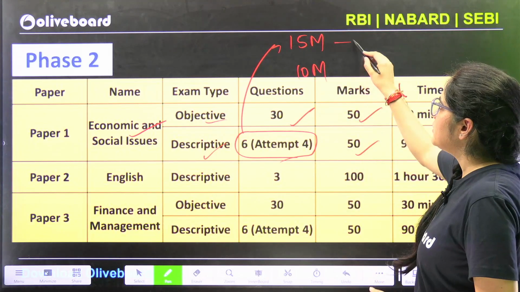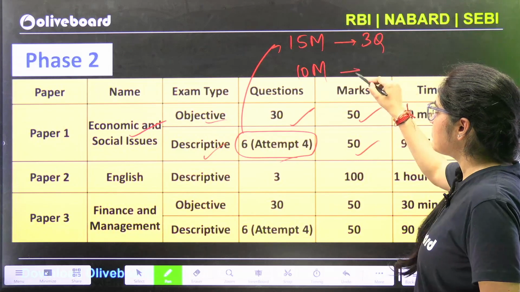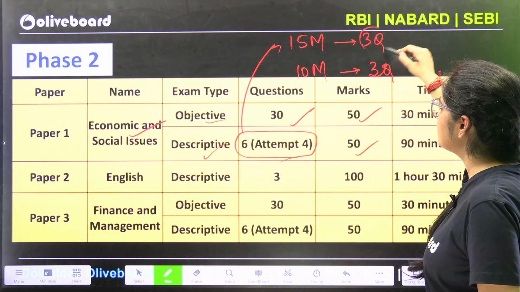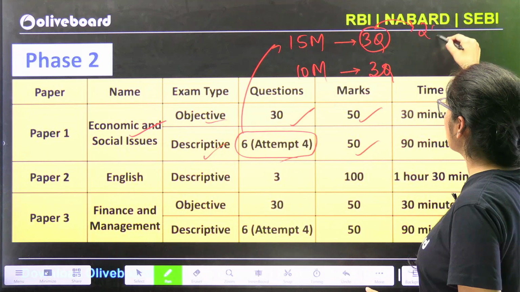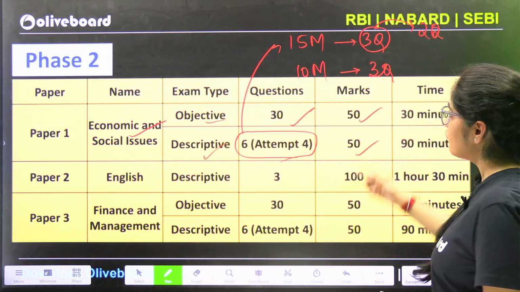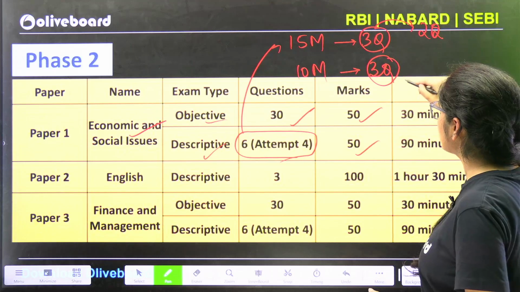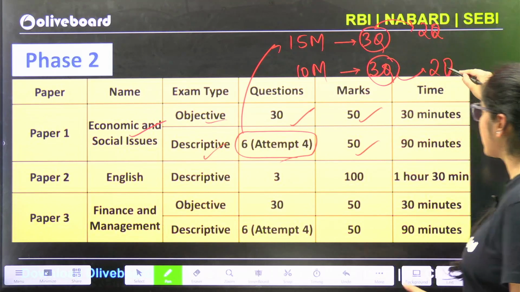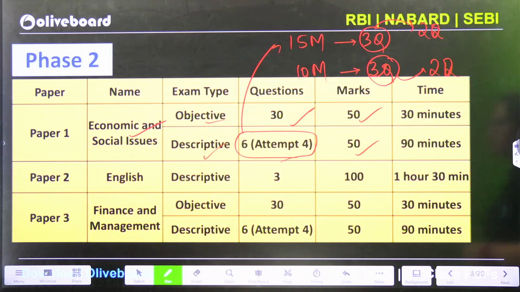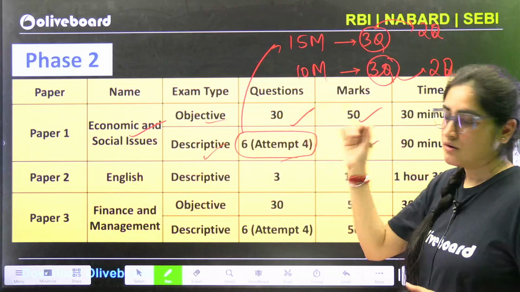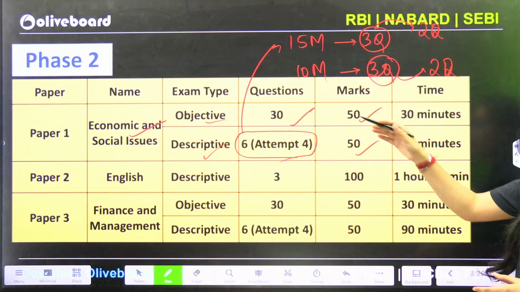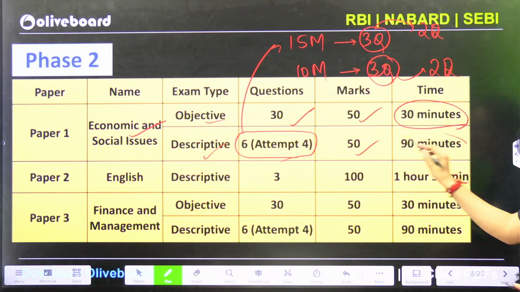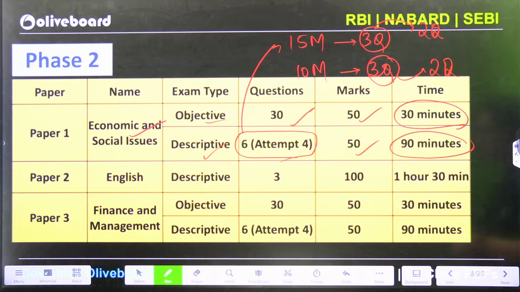15 marker, there will be 3 questions, 10 marker, again 3 questions. Out of these 3 questions, you have to just attempt 2 questions. Likewise, for 10 marker question, out of these 3 questions, you have to just attempt 2 questions again. So that simply means there is a choice that is given to you. Again, for your objective, 30 minutes will be there, and for your descriptive, 90 minutes will be there.